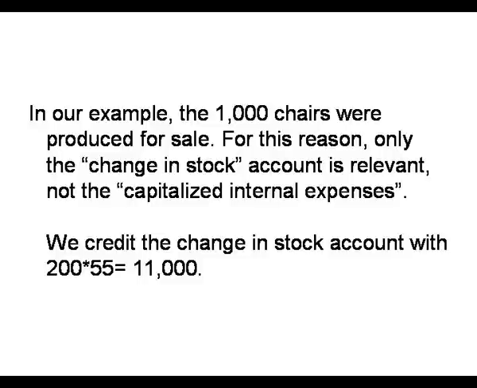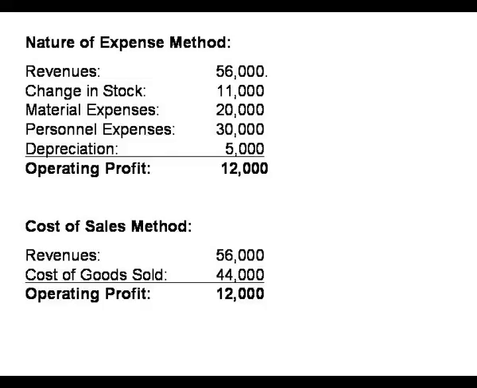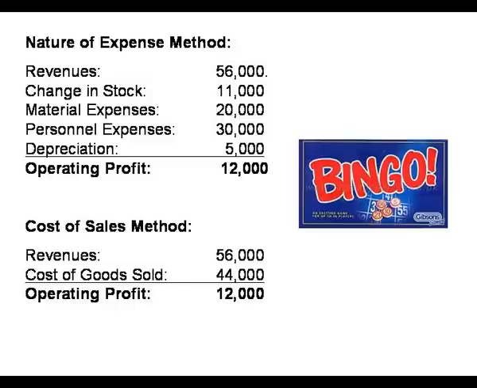So if we apply all of this to our example, we see that we credit our change in stock account with the value of those 200 chairs that we haven't sold. That's 200 times 55, and that gives us 11,000. And if we add that into the equation, we see all of a sudden that our nature of expense method presentation has one extra position, the change in stock, and with this added income of 11,000, we arrive at exactly the same operating profit that the cost of sales method gave us all along, namely 12,000. So that's the difference.